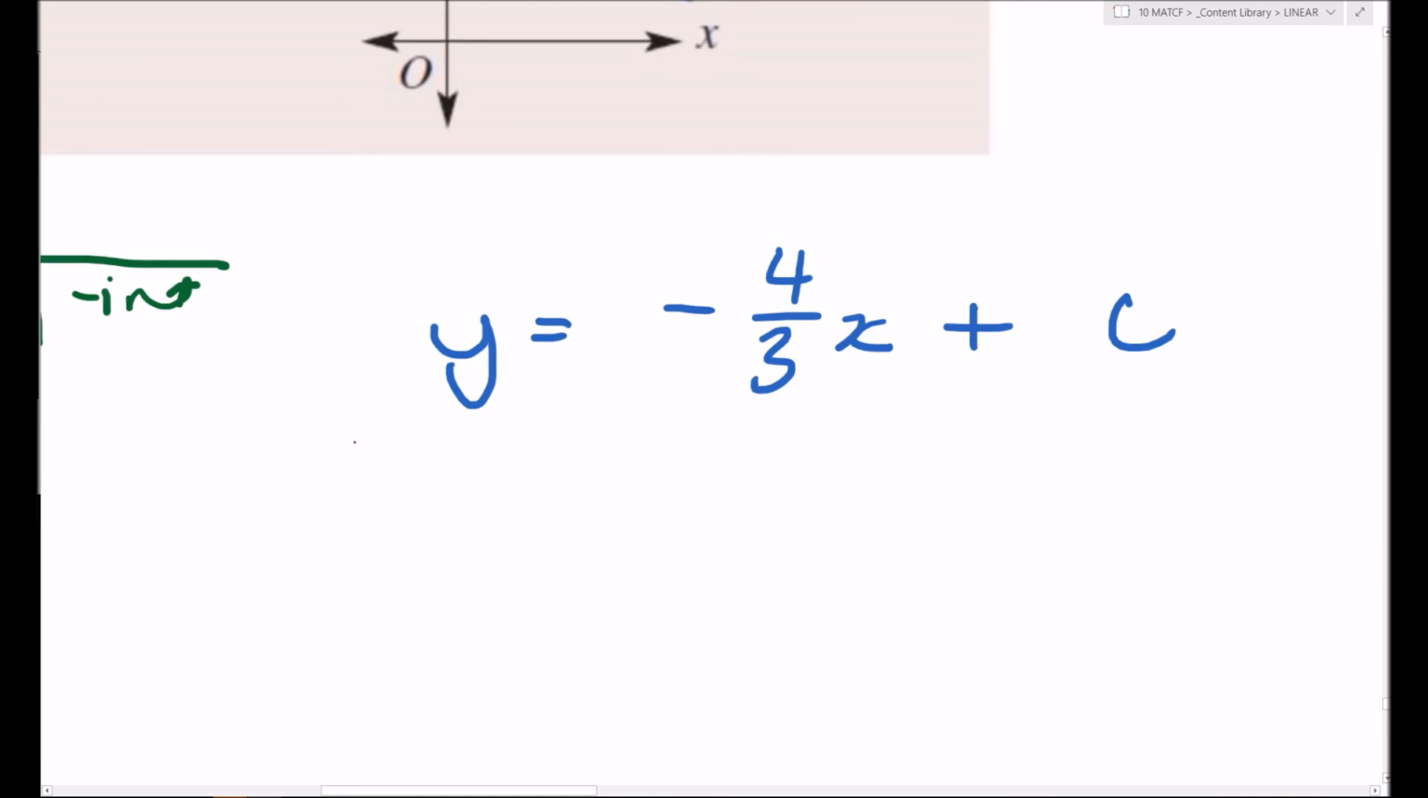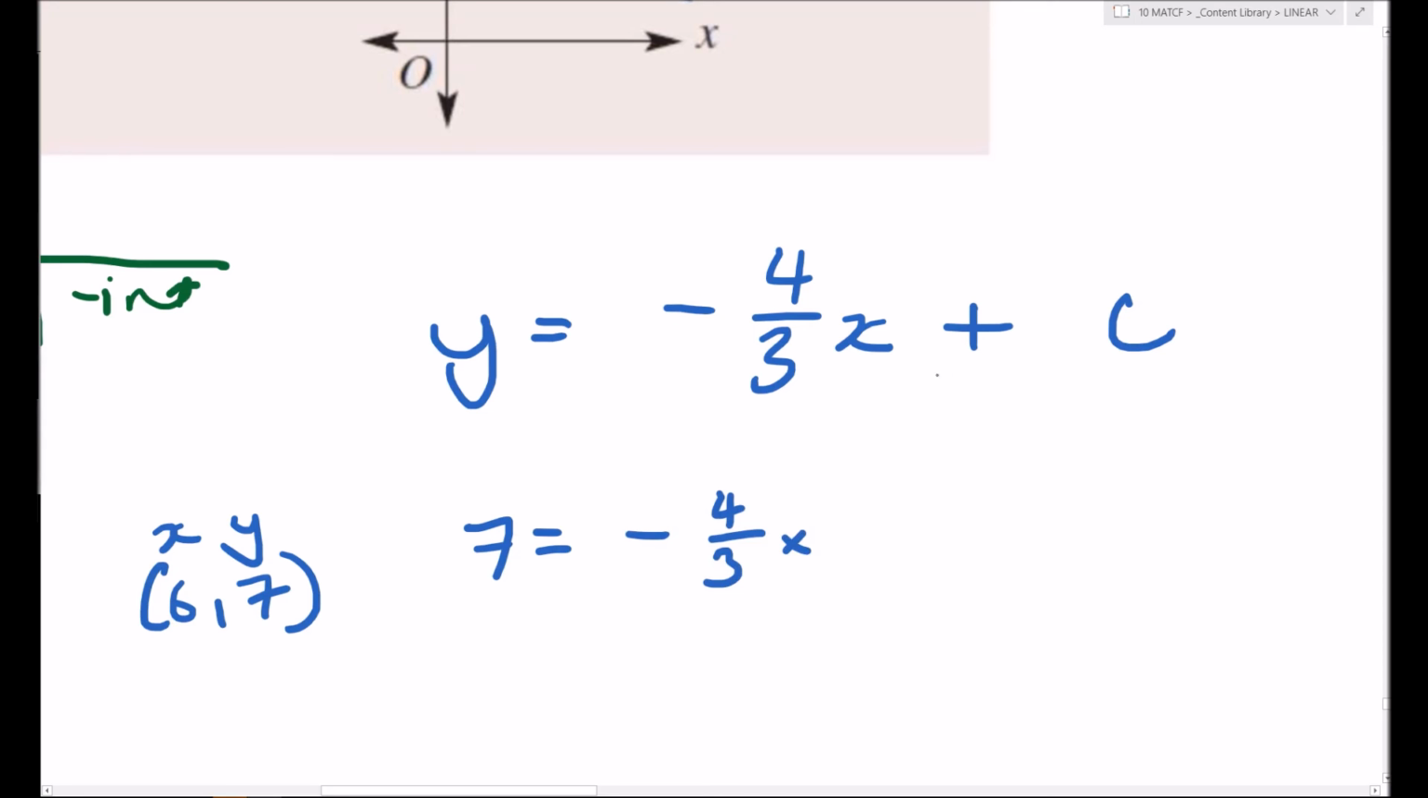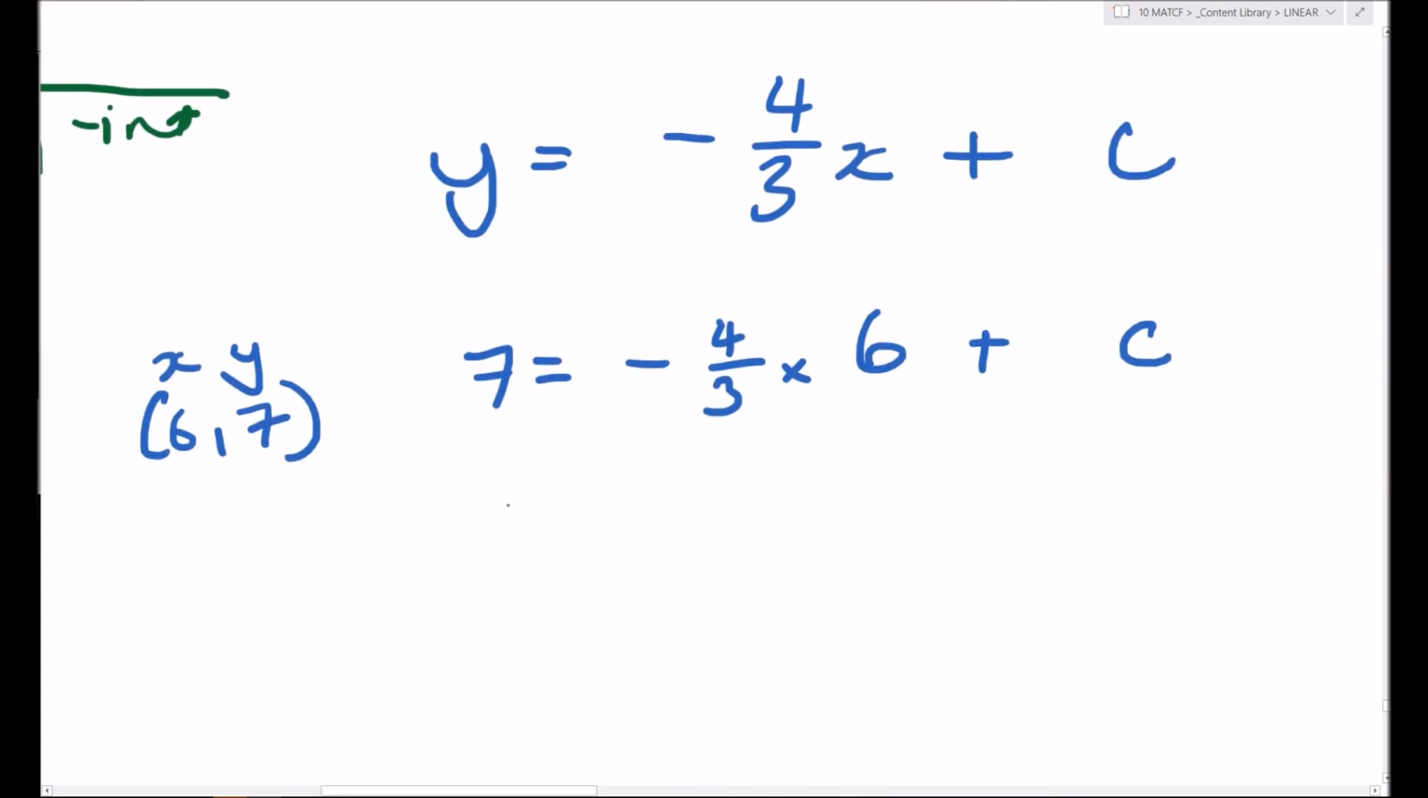So if I use 6, 7, remember the point 6, 7, that's x and that's y. All I have to do is now substitute 6, 7 into this formula to figure out what C is. So if y was 7, and then you've got negative 4 over 3 times x, which was 6, plus c. Let's work this out. So 7 equals negative 4 over 3 times 6.